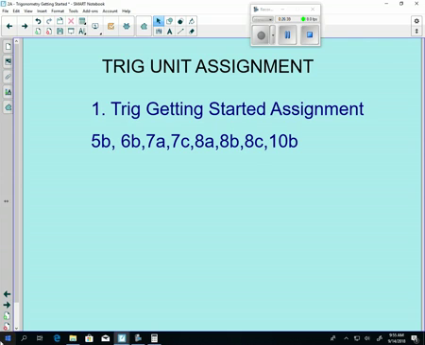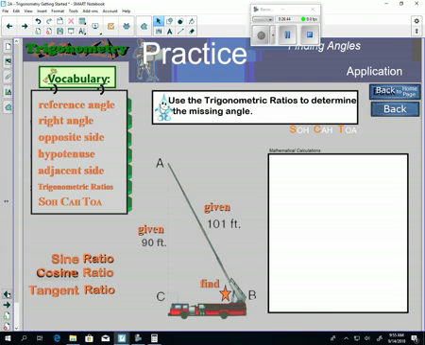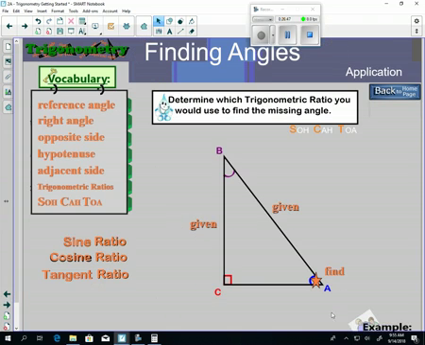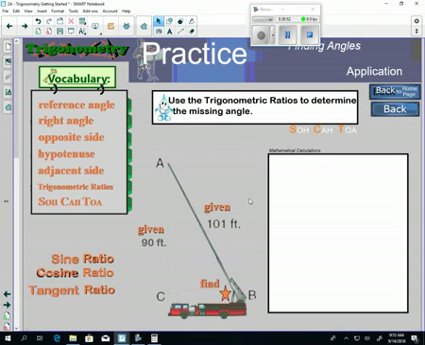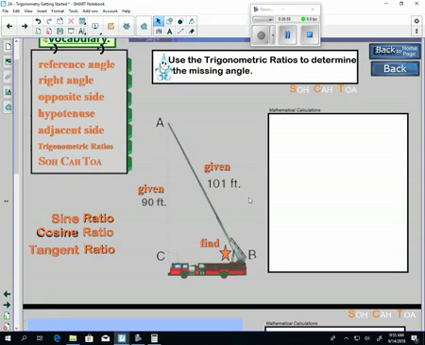You want me to go through one more example? I'll just go back a couple slides. All right, we have the same situation here. This time, we know that the height from A down to C here is 90 feet. We know that this length here is 101 feet, but they want us to find the angle. What is going to be the angle?